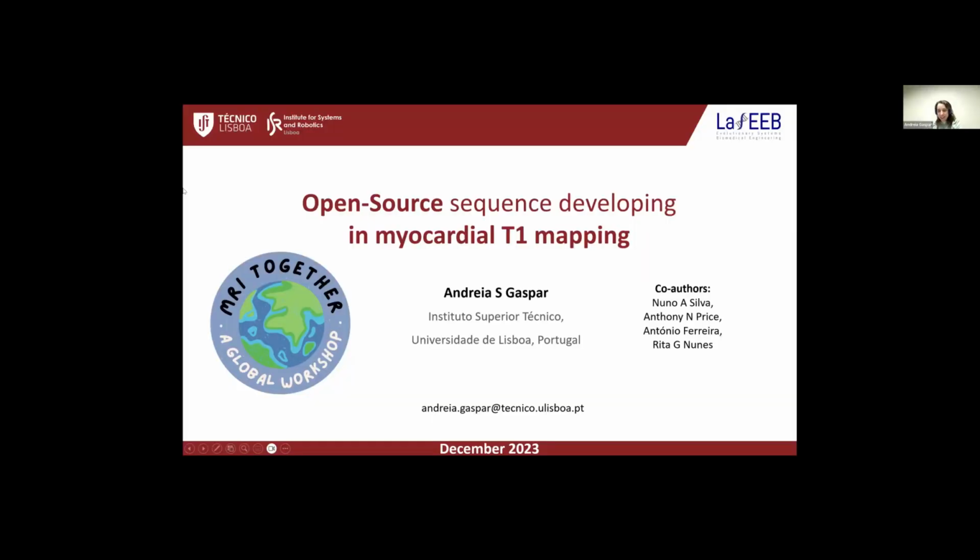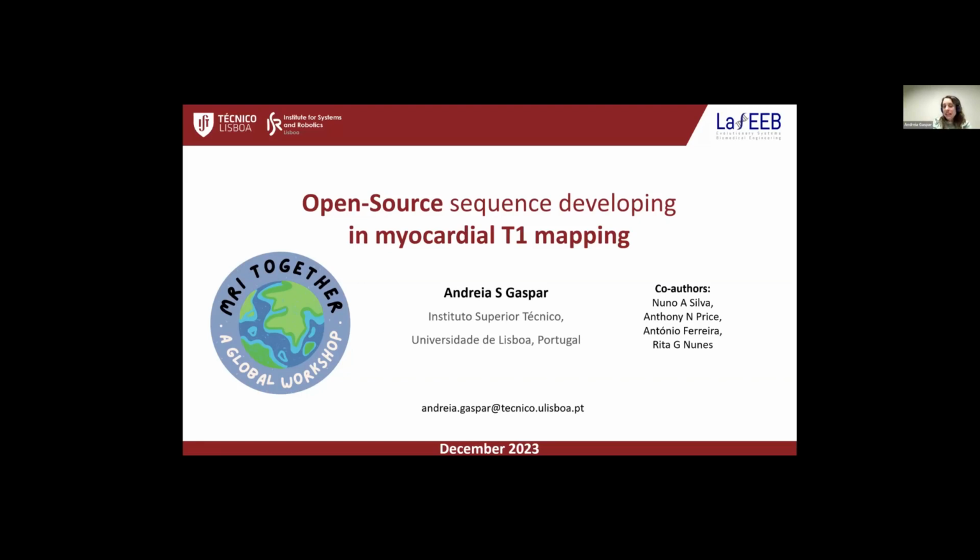Okay. First, thank you very much for the introduction. Following Nicola's presentation about studying different methods and different ways of doing open source sequences for T1 mapping, in our group, we developed a method for doing myocardial T1 mapping in an open source way.